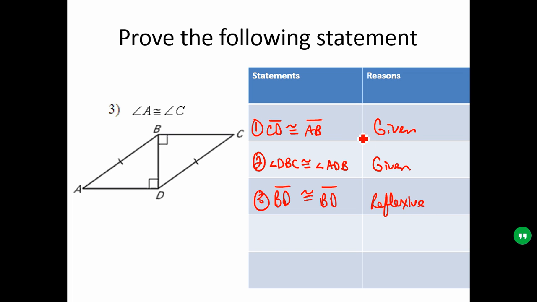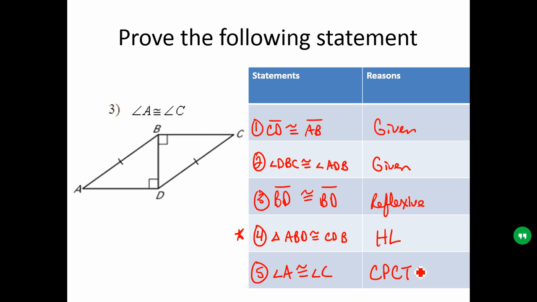This gives us enough information to state that the two triangles are congruent. This one here is a right triangle, and we have the hypotenuse and we have a leg. So we can state that triangle ABD is congruent to triangle CDB, and that's because of hypotenuse leg. Now, since I've proven that the triangles are congruent, I can state that any of their corresponding parts are congruent. So I can specifically state that angle A is congruent to angle C, and that's because of corresponding parts of congruent triangles are congruent.